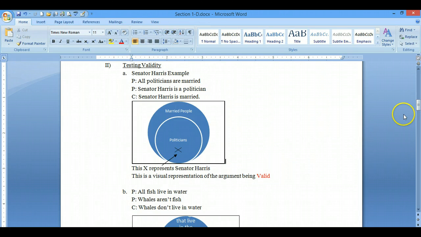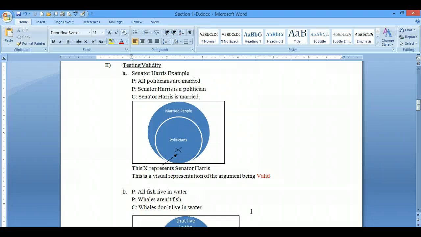Okay, the next one, I'm not going to show you the Venn diagram yet. All fish live in the water. Whales aren't fish, so whales don't live in the water. So the first premise is all fish live in the water. Is this going to be an overlapping, disjoint, or subset? An overlapping would say some, disjoint would be none or no, and inside a subset would be all.